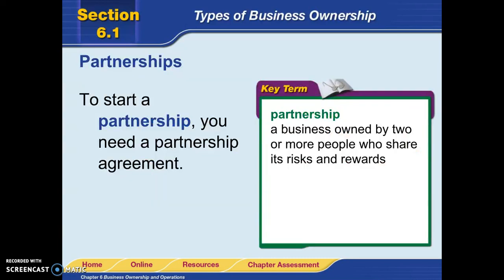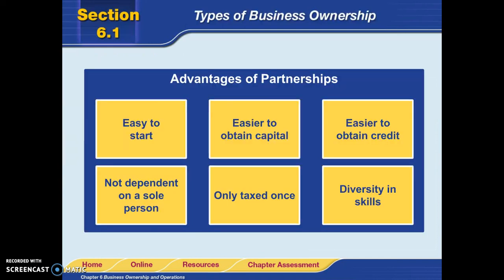Partnerships. Partnerships are businesses that are owned by two or more people, and they share the risks and the rewards. If you want to start a partnership, then you need to have a partnership agreement in place. Advantages to partnerships is that they're also very easy to start. They are not dependent on one sole person. It could be easier to obtain capital because now the risks and rewards are dispersed amongst more than one owner. You are only taxed once, and we'll get into the taxing issues between the different three types of business organizations a little bit later.